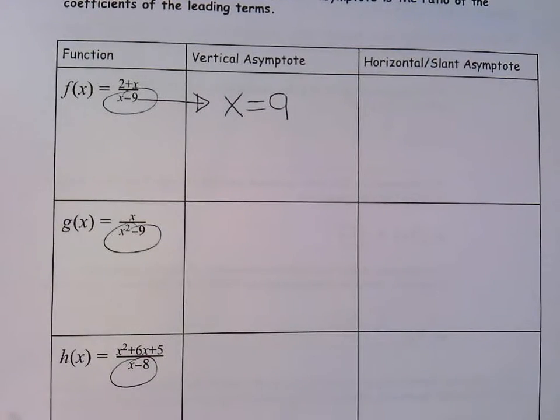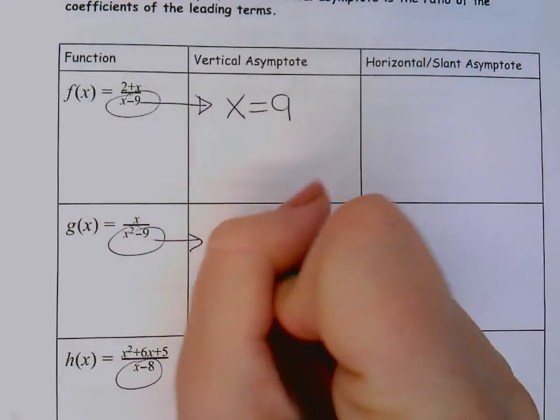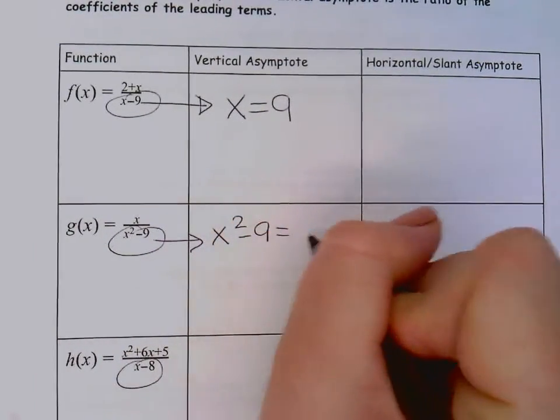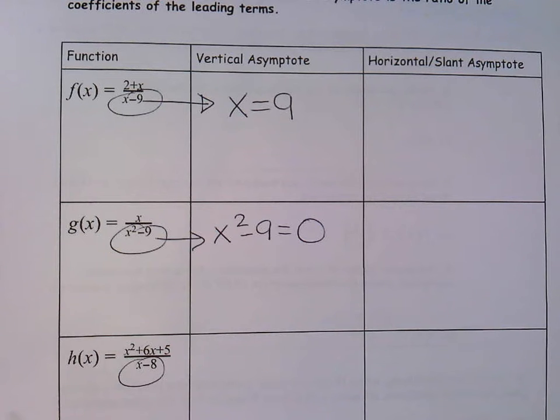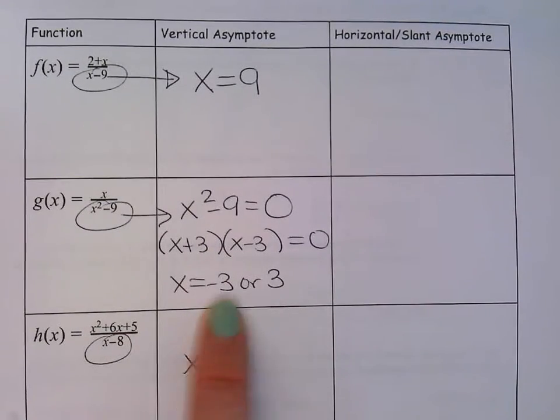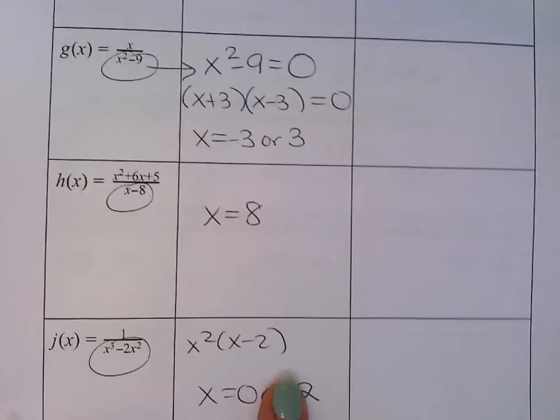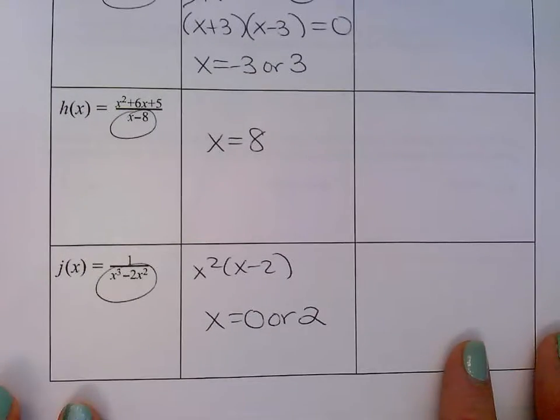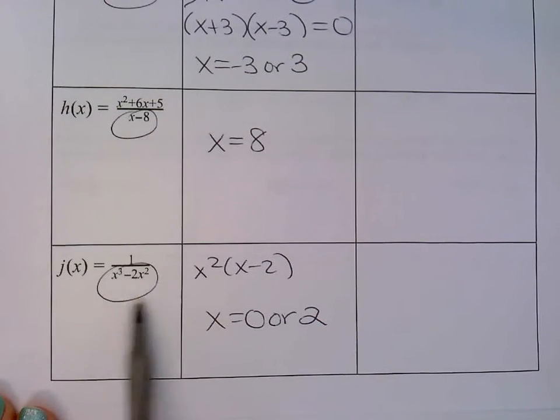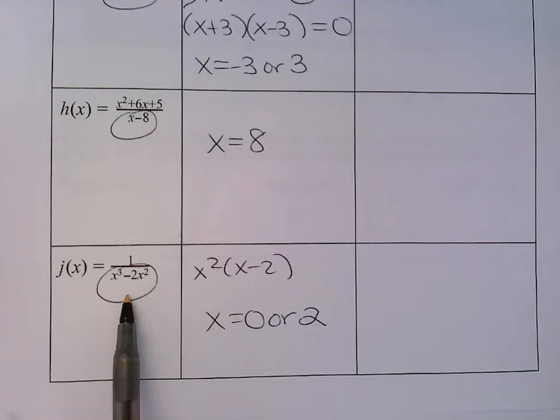You might have to factor, like this next one, x squared minus 9 equals 0. You'd have to factor that first using difference of squares and then find the solutions, which you should be able to do from your polynomial test. So pause this. Did you get 3 or -3? So there's 2 vertical asymptotes.